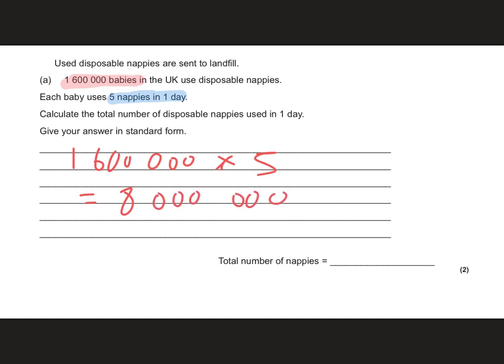Now, to put that in standard form, again, we're just going to go through and count those values. It might be your calculator just gives you the answer in standard form, which you just need to write then. But looking here, we've got 1, 2, 3, 4, 5, 6. So that would be 8 times 10 to the 6 nappies. This will be worth 2 marks in the exam. You get 1 mark for your work in here and 1 mark for the final answer being in standard form there.